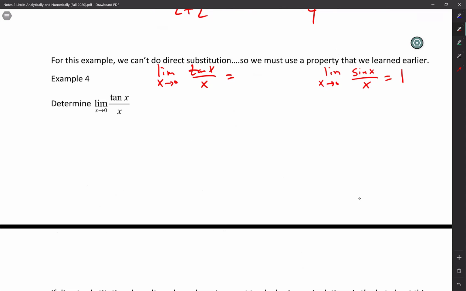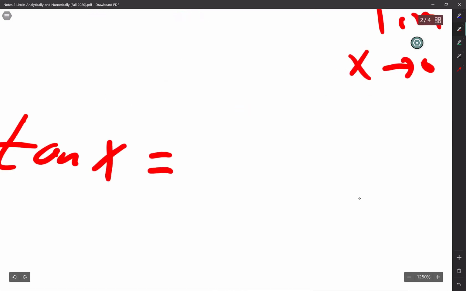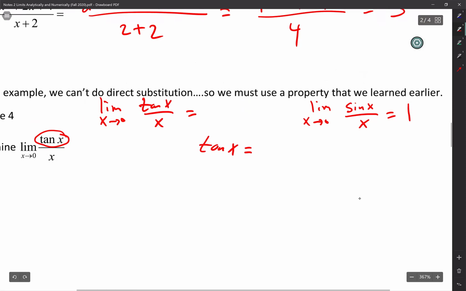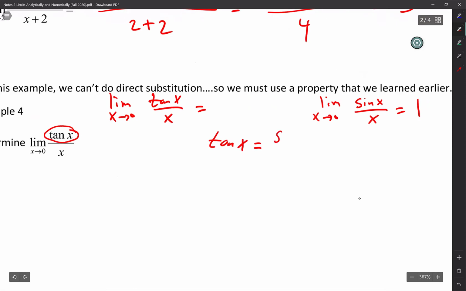So here we go, guys. What is tan x? I'm going to put it here on the side: tan x in terms of sine and cosine. What is tan x in terms of sine and cosine? Sine over cosine, yes.